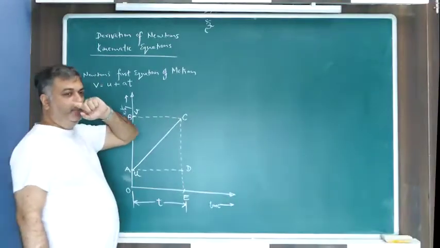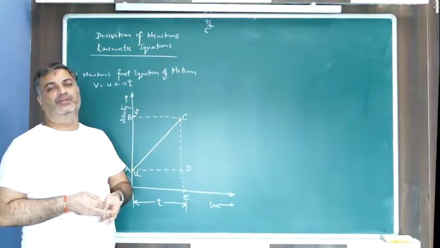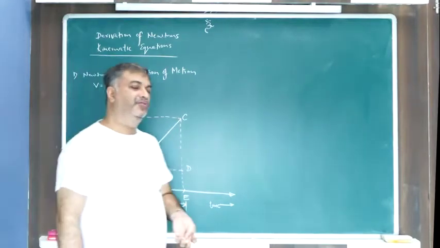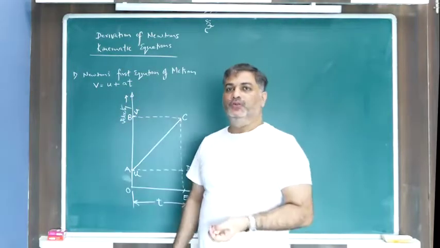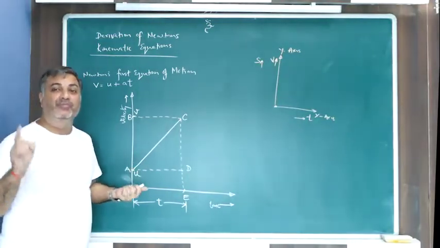We'll derive Newton's three equations of motion now: the first equation of motion, the second equation of motion, and the third equation of motion. So let's see how the derivation goes. Here we will be dealing with the velocity-time graph.